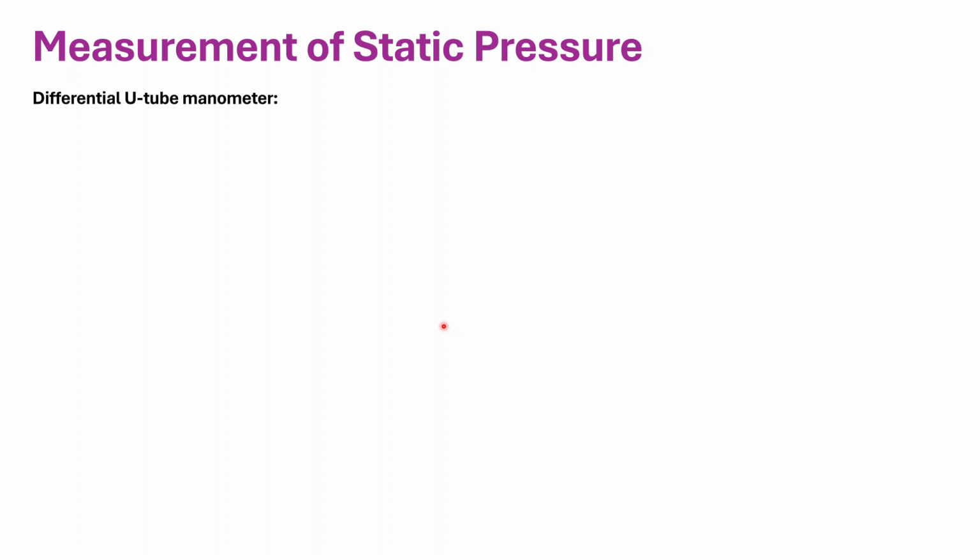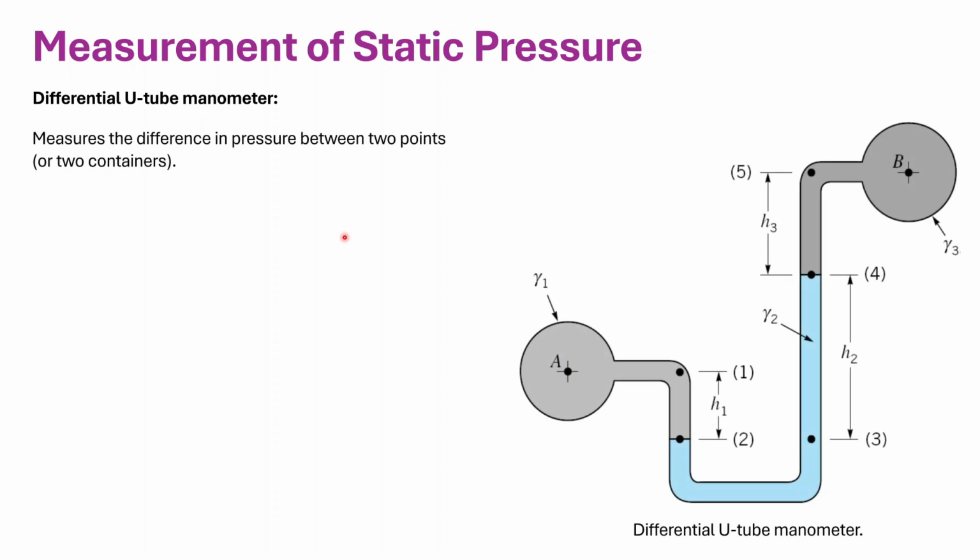Another type of manometers is differential U-tube manometer. And it measures the difference in pressure between 2 points. And as you can see, one side is not open to the atmosphere in this case. So consider a manometer connected between containers A and B. So let's write the equation for pressure again.